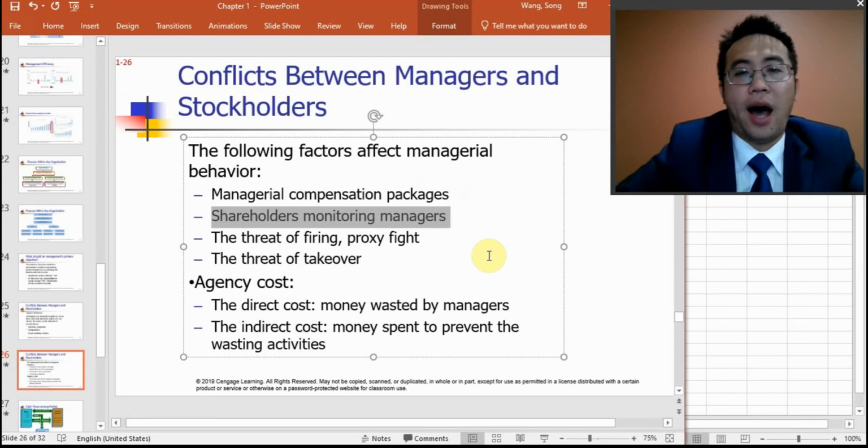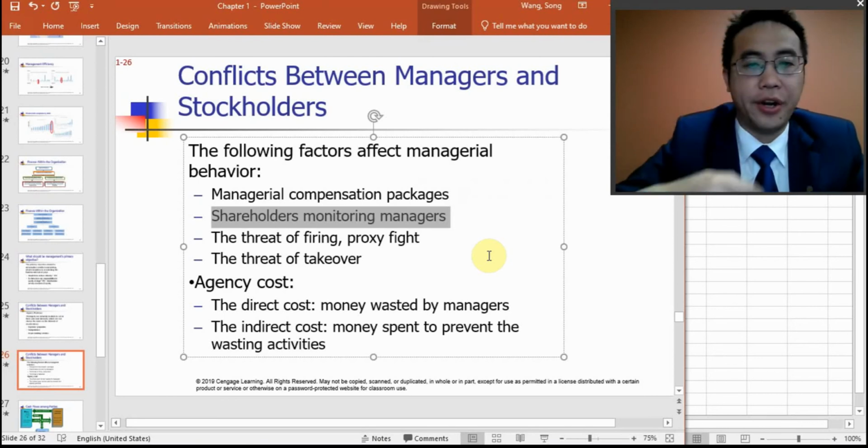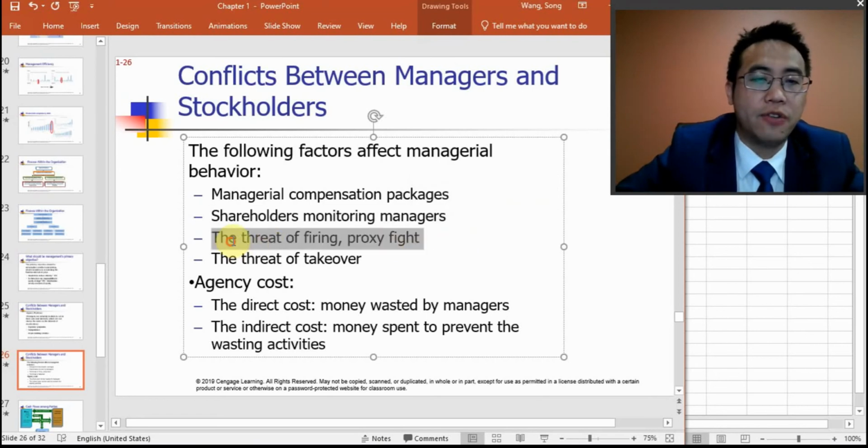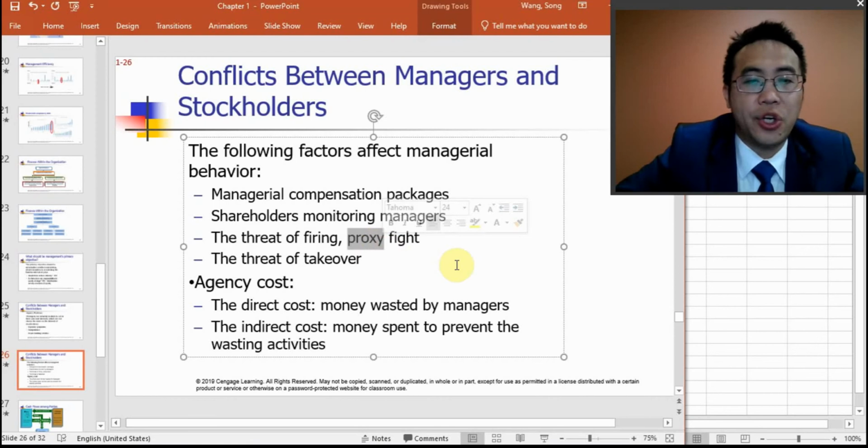They probably could hire a third party or an auditor to keep an eye on the manager's daily job. And also the shareholders could threaten to fire the managers, or they could hire another party, we call this a proxy, and insert that shareholder's proxy into the managerial team and fight on the behalf of the shareholders.